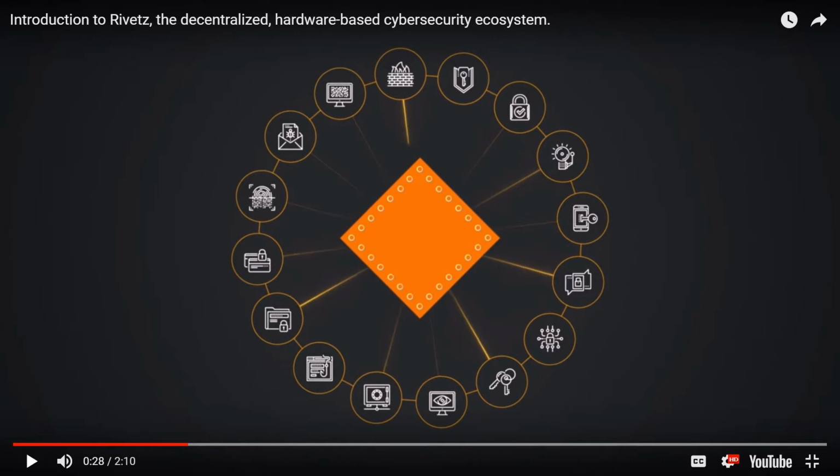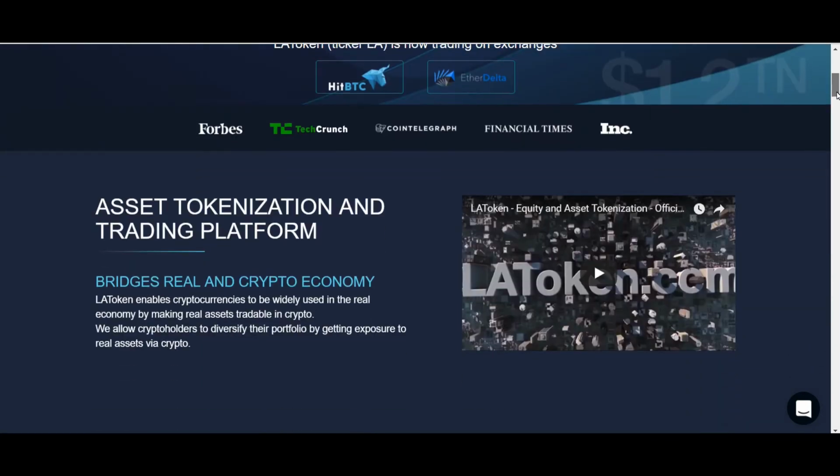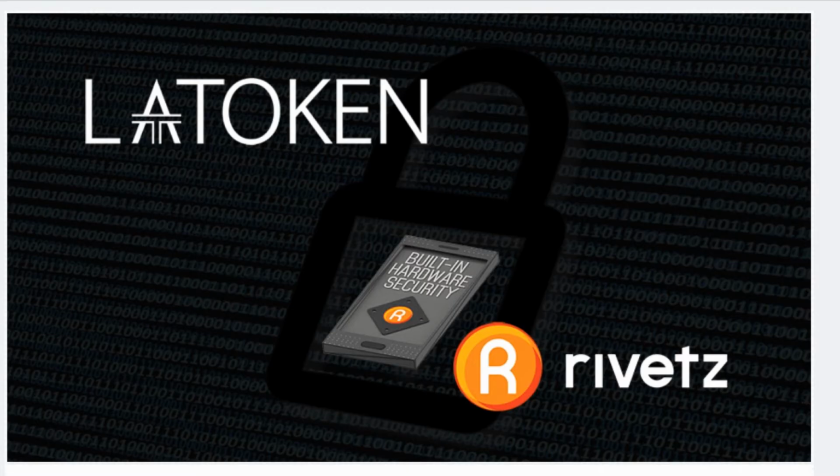Already utilizing the Rivetz dev kit for blockchain developers, there have been two significant projects that have decided to integrate with Rivetz. LaToken. This is a blockchain-based means by which users can tokenize any physical asset, sell the tokens bound by smart contracts, and thus decentralize the ownership of real-world items of big value.